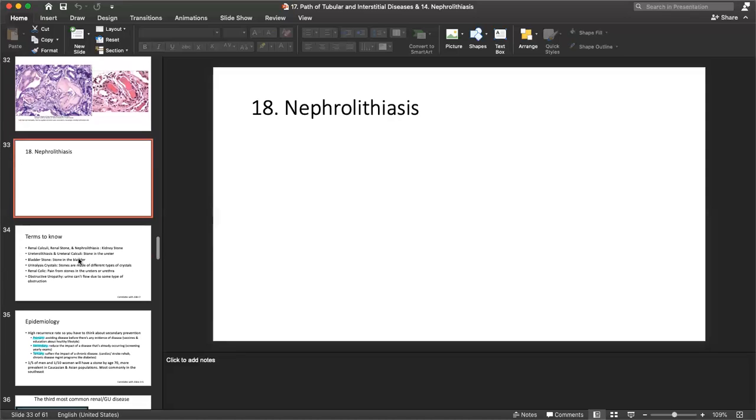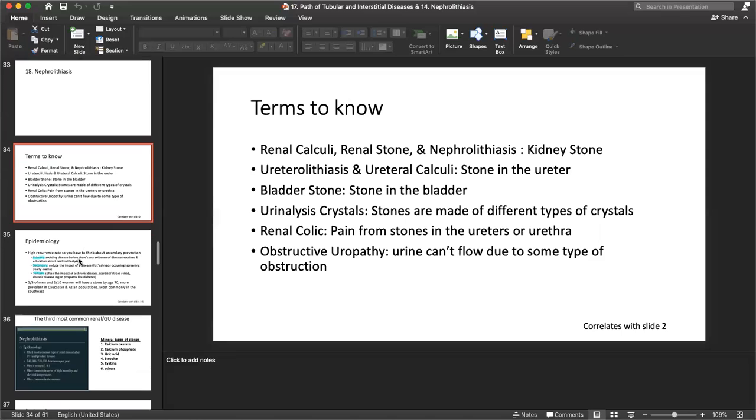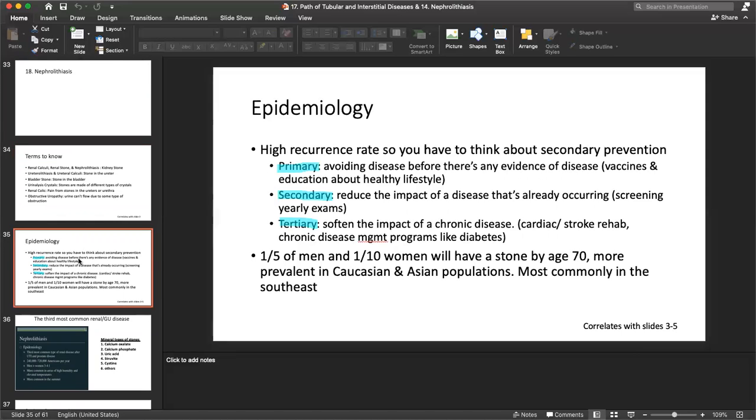Okay, let's look at nephrolithiasis. Here are some terms to know. I'm just going to skip right past that. In our epidemiology, there's a high recurrence rate, so you need to think about secondary prevention. Honestly, know the definition of secondary prevention. I know it seems sort of silly, but that's our screening yearly exams. So like getting a lipid panel, getting a pap smear, that's a screening exam, that's secondary prevention. So know that.